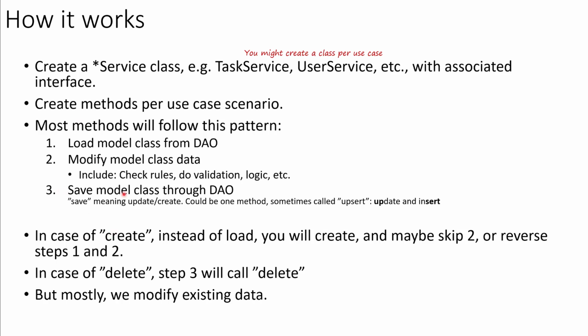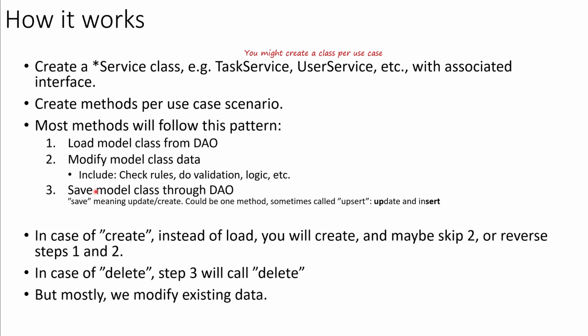If you want to create something, well, we don't load existing stuff. We create a new object. You do whatever rules need to be checked. Maybe you do that before and then you save it. In case of delete, maybe you need to load it first and then check that there's no data on it that would cause it to not be allowed to be deleted. Can you delete a task which is not completed, perhaps? Or, I don't know, maybe there's a rule. But again, mostly we modify data, and that's going to be this: load, modify, save.